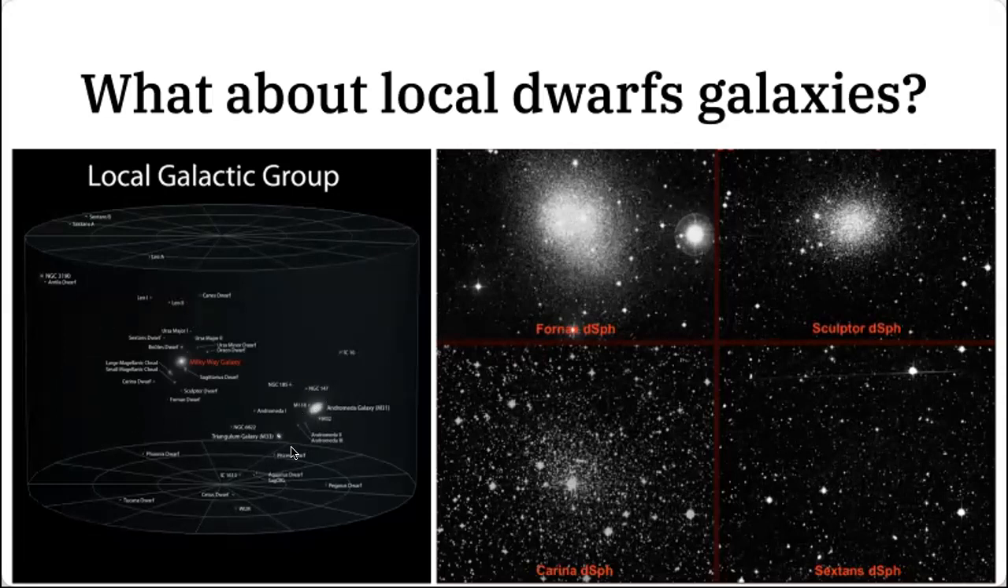Around our Milky Way and Andromeda galaxy, there are small galaxies, so-called dwarf galaxies. And those four are examples of dwarf galaxies in Fornax, Sculptor, Carina, and Sextans. Those are the constellation names where these dwarf galaxies are seen in our night sky. And what you can see here is that the individual dwarf galaxy can be resolved star by star.